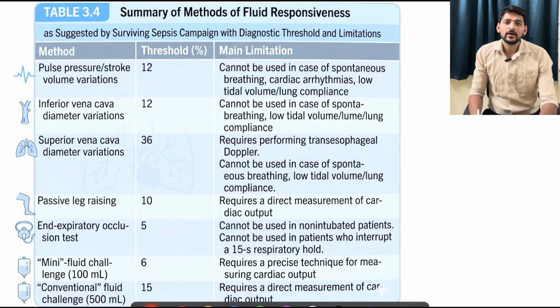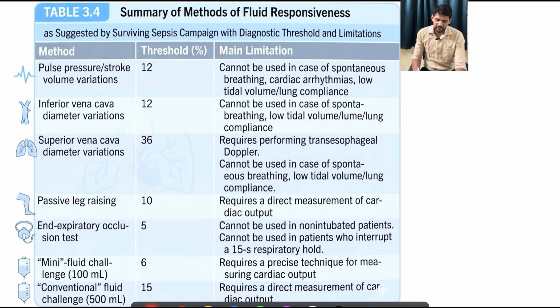Then I told that it should not be a universal fluid supplement. Always first check whether the individual is responding to our fluid or not. So how should we assess it? There are multiple parameters which are mentioned. For example, pulse pressure variation, stroke volume variation, and inferior vena cava, IVC, collapsibility we have to check. You might be knowing passive leg raising, and there are some things called mini fluid challenge and conventional fluid challenge. Overall the point is, first we will check the baseline parameters.